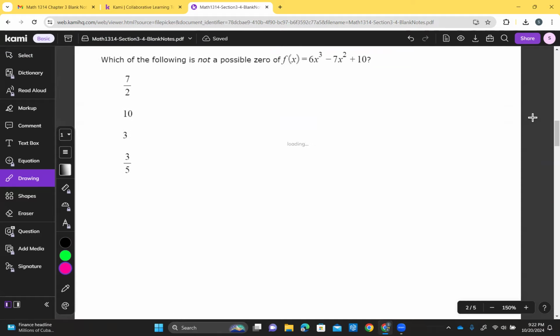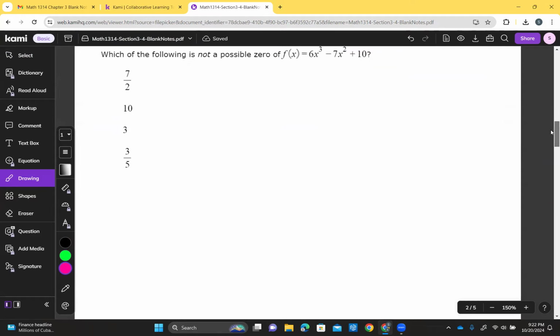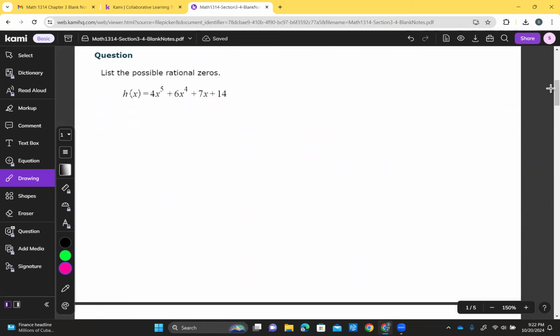The second question we're going to look at is the same idea, but we have a different polynomial. Again, the question is to list the possible rational zeros. We always start with the last number, which is 14. I'm going to take the last number, 14, and find the factors of 14. We can divide 14 by 1, by 2, by 7, and by 14 without a remainder. So these are the numbers which are factors of 14.